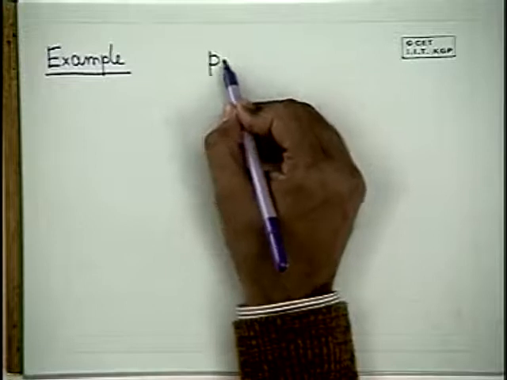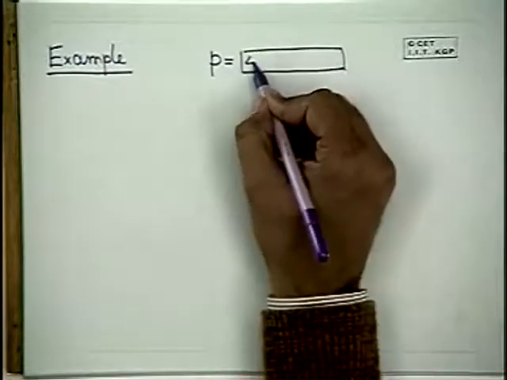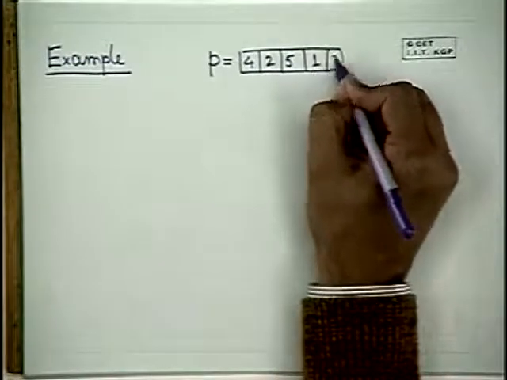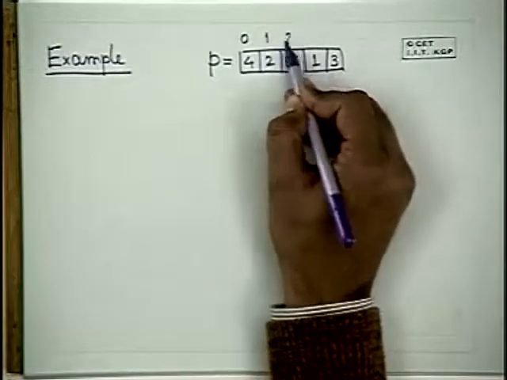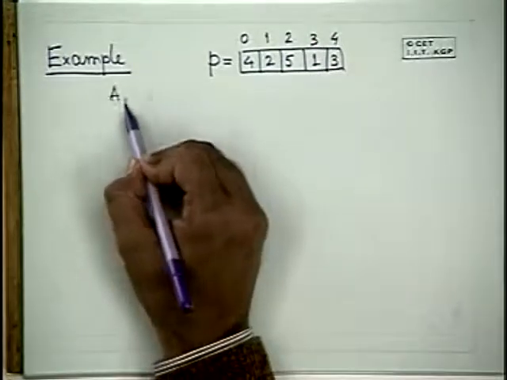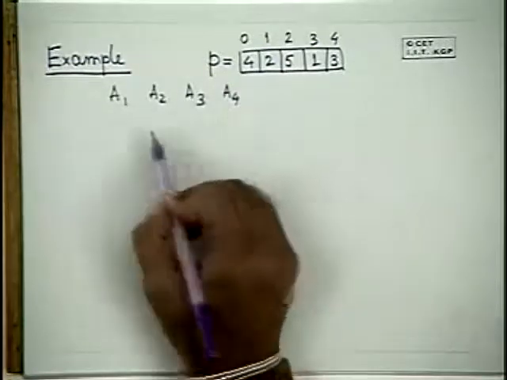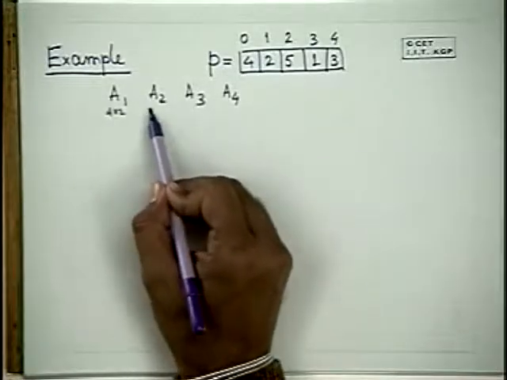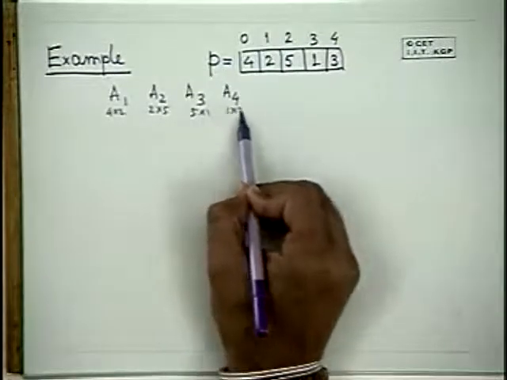So suppose our matrices are, the array P is 4, 2, 5, 1 and 3. So it is the 0th index, 1st index, 2nd index, 3rd index, 4th index. So our matrices are like A1, A2, A3, A4. Okay, and this is the size. A1 is 4 cross 2, this one is 2 cross 5, 5 cross 1, 1 cross 3.